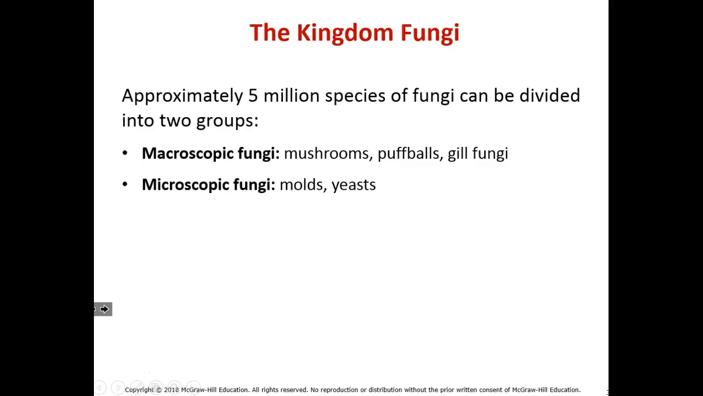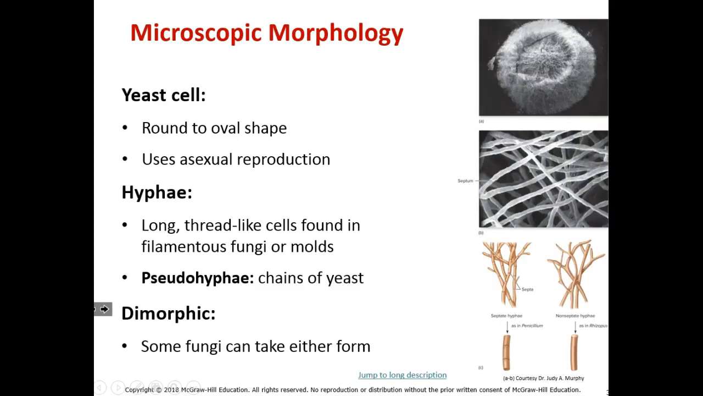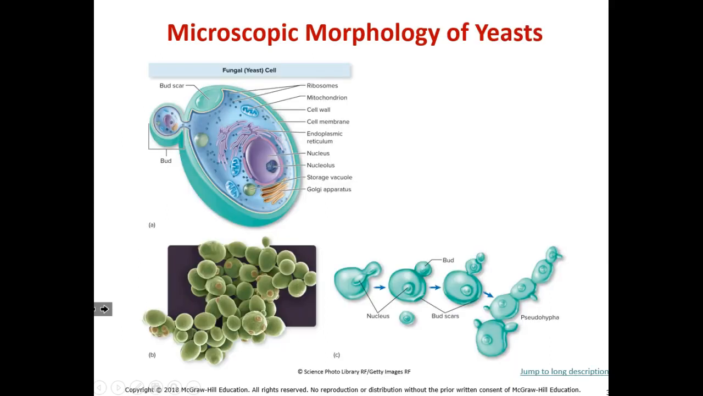Kingdom fungi. Approximately 5 million species of fungi can be divided into two groups. The macroscopic fungi, such as mushrooms, puffballs, and gill fungi, and molds and yeast. Microscopic morphology. What does the word morphology mean? Shape. The yeast cell has a round to oval shape. It uses asexual reproduction. Hyphae are long thread-like cells found in filamentous fungi or molds, and pseudohyphae are chains of yeast. It can be dimorphic, which means that some fungi can take either form. Here's a picture of a fungal yeast cell. What do we use yeast for? It makes it rise.